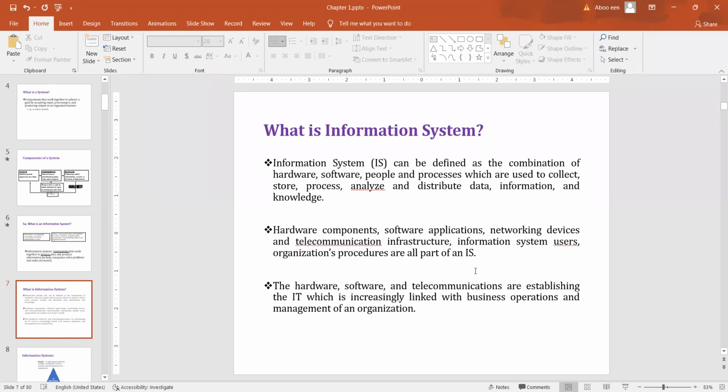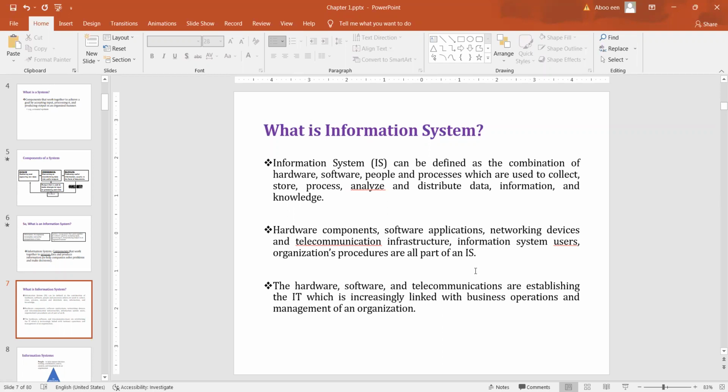So we know these hardware components, software components, networking devices, telecommunication devices, information system users, organizations, and procedures are all part of the information system. So I'll come to the point. When we enter into the bank, they have systems. In the front line of the bank, there is banking staff, and they are working with the systems. In front of them, they have computers and a computer system.